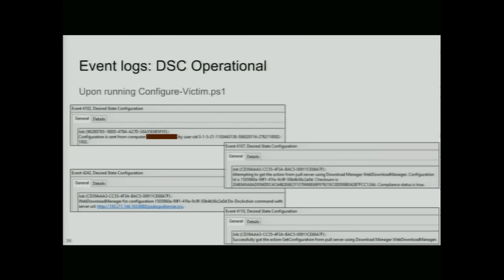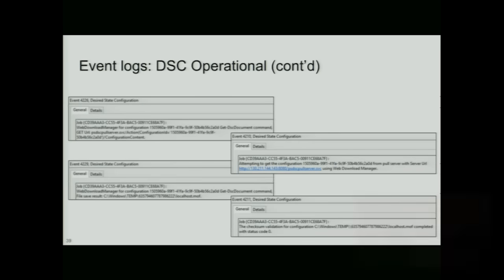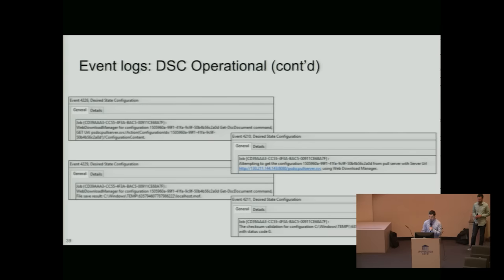So just like looking in the MOF file, you get the URI to the pull server and you get the configuration ID. So if you were monitoring these events and you wanted to look for rogue server addresses or URLs in these event IDs, that would be another way to find this in use. More of the same in this slide.